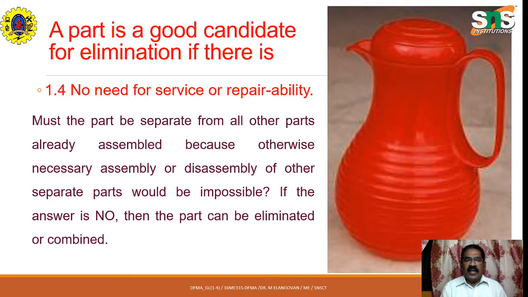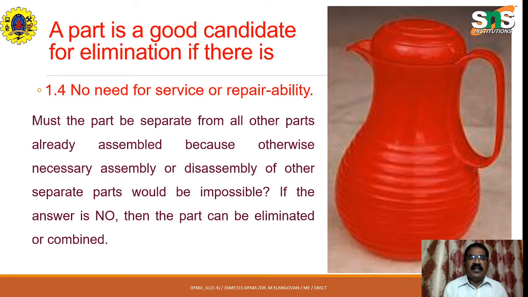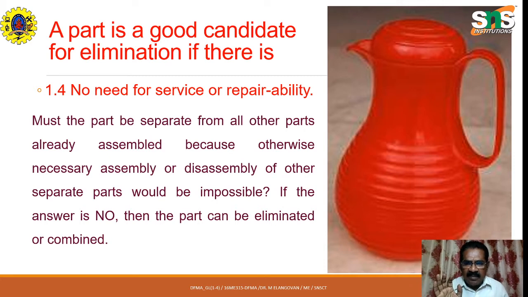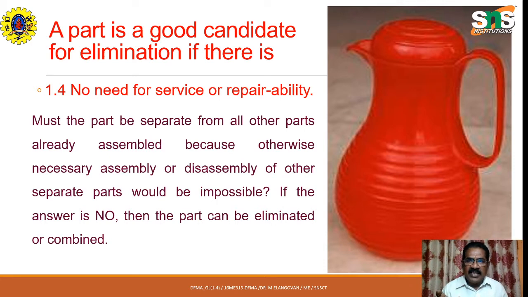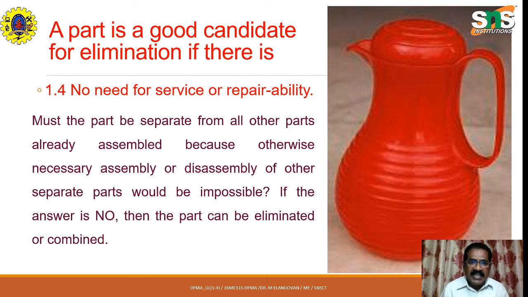Okay, look at this one. There's no need for service or repairability of this. If there's something wrong with the part, there's an electrical insulation, there's a thermal insulation that happens. It has been molded into a single part. And if something goes wrong, there's nothing to be assembled here, etc. Must the part be separate from all other parts already assembled, because otherwise necessary assembly or disassembly of the separate parts would not be possible? If the answer is no, then the part can be eliminated or combined.